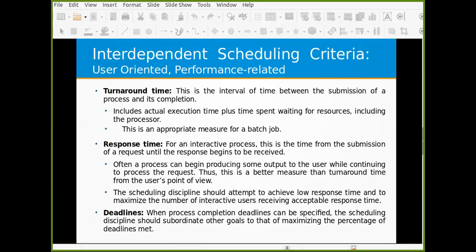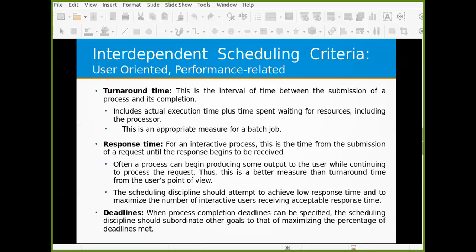Yes or no? Right? So that is a more appropriate measure for the batch job. Then comes response time. For an interactive process, this is the time from the submission of a request until the response begins to be received. First response, you start receiving the first response. So that is the time between that.